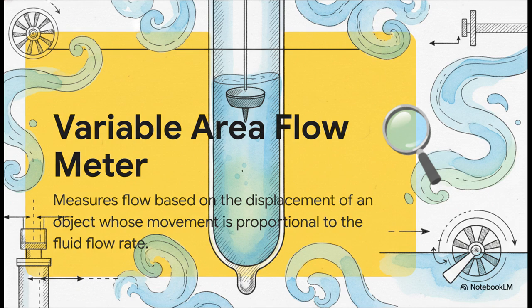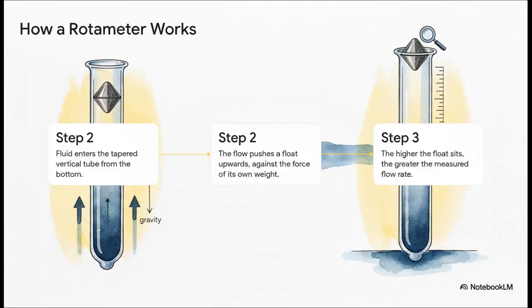Imagine you have a tube that's tapered, so it gets wider as you go up. As the fluid flows in from the bottom, it pushes a little object, or float, upwards. The more flow you have, the higher that float has to rise to find a wider spot where it can settle. Its height tells you the flow rate. Simple as that.